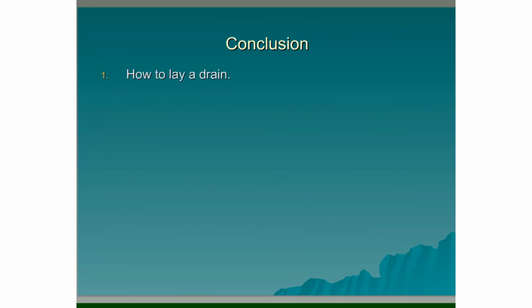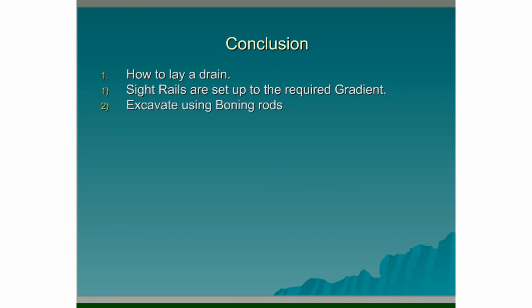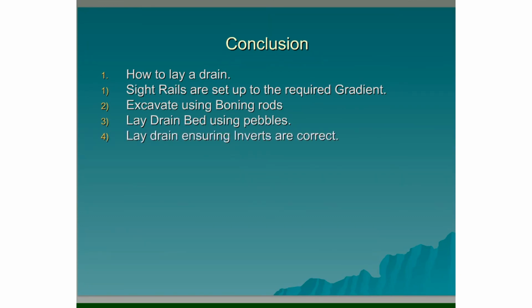Conclusion: how to lay and test the drain. Site rails are set up to the required gradient. Excavate using boning rods. Lay the drain bed using pebbles. Lay the drain ensuring inverts are correct. Then test the drain.